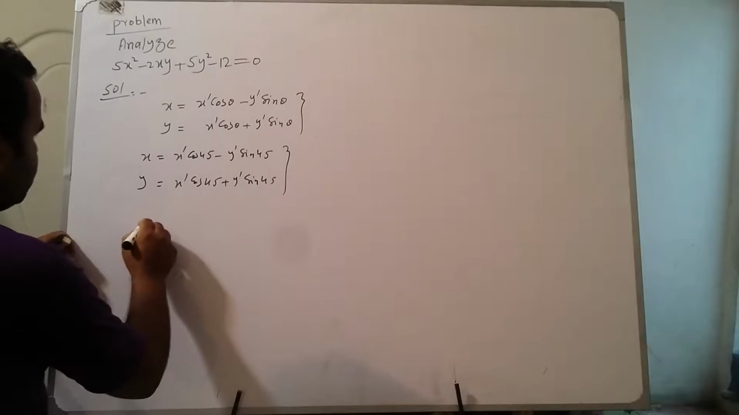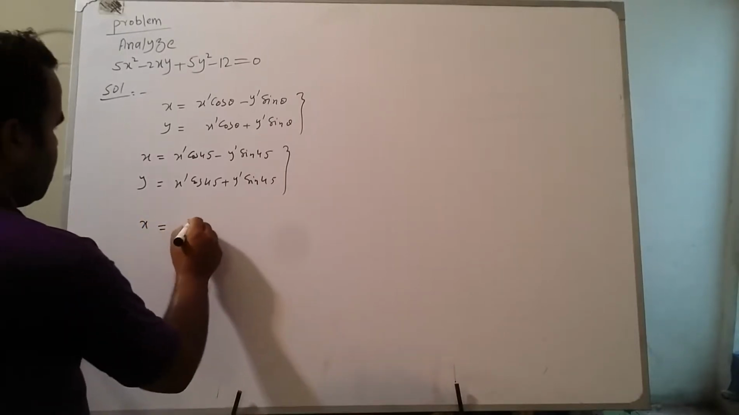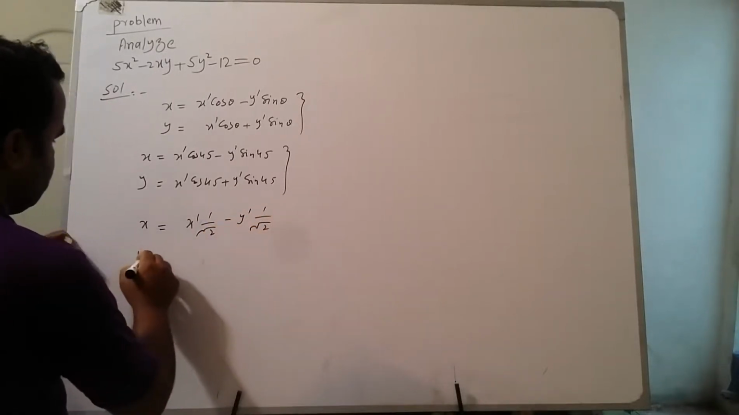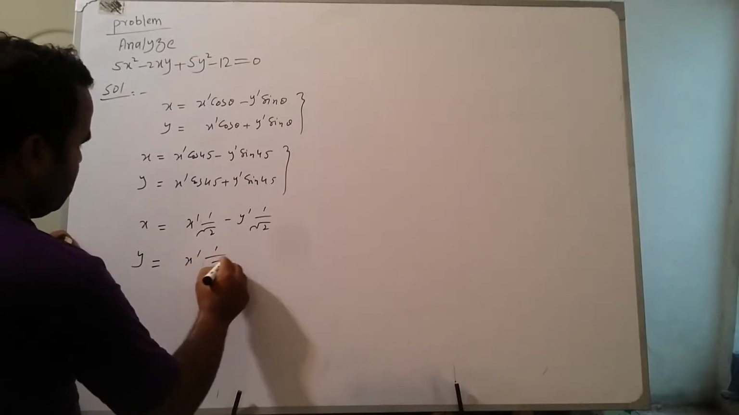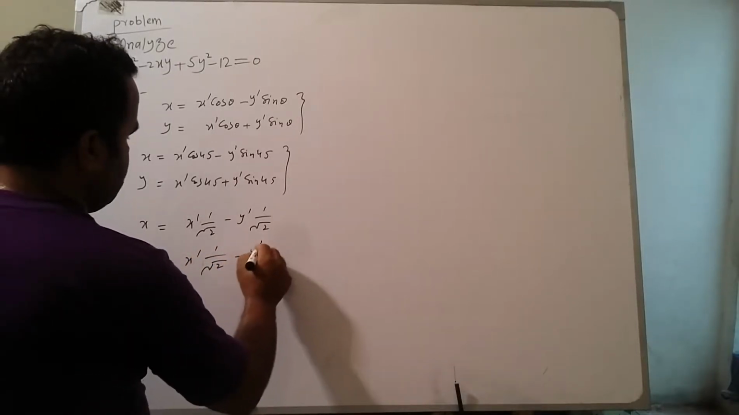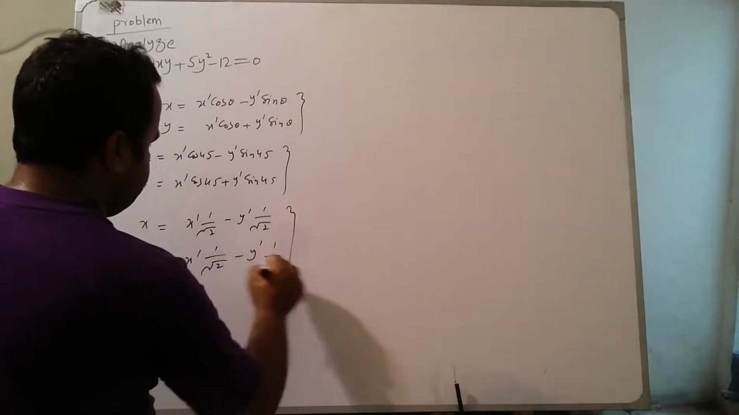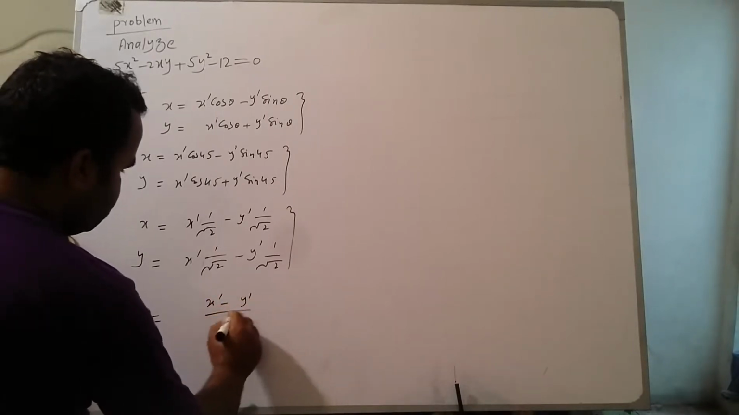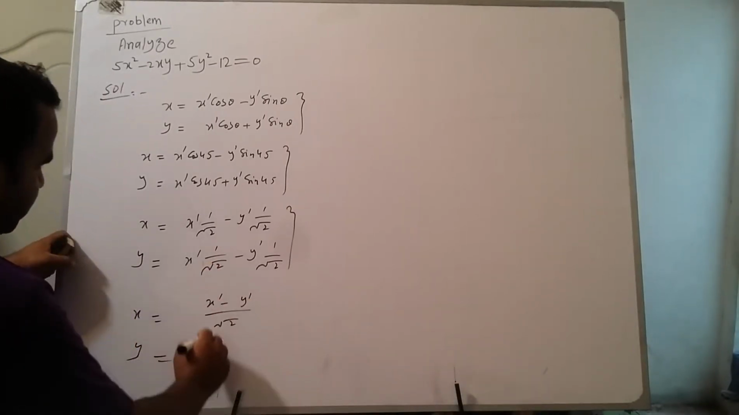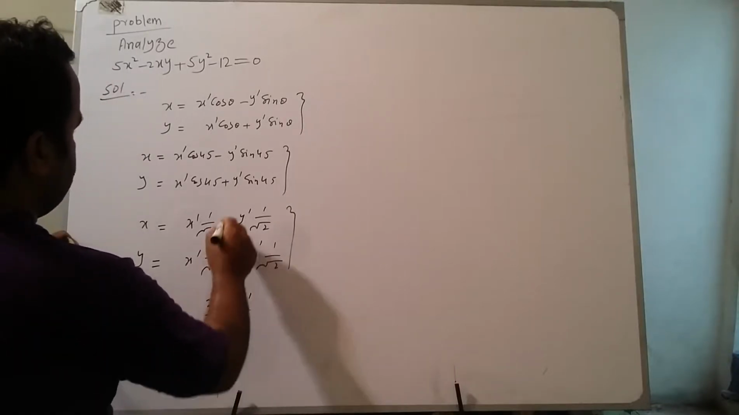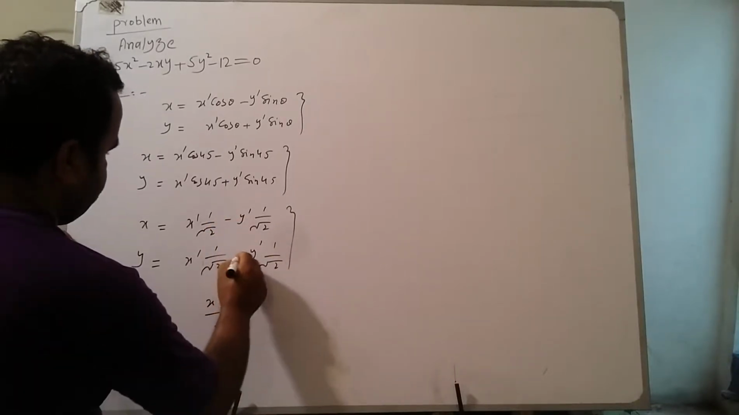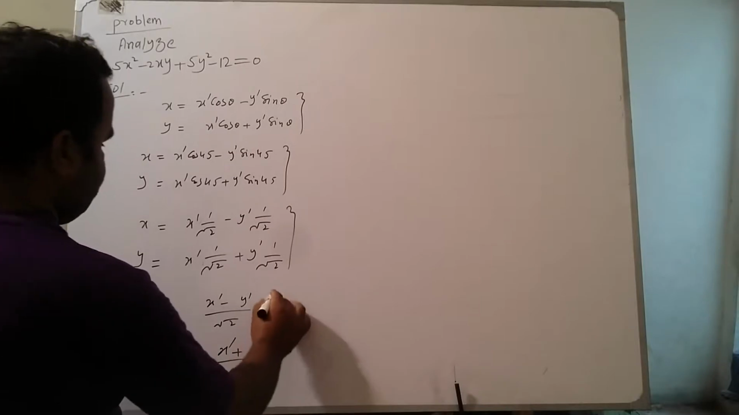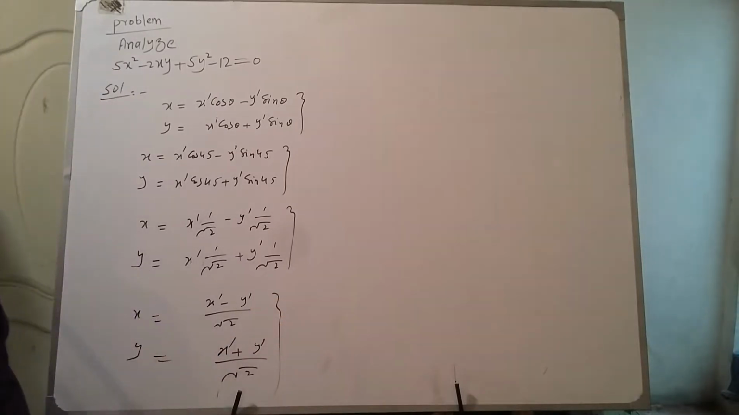It will convert into x is equal to x dash 1 over root 2 minus y dash 1 over root 2, and y is equal to x dash 1 over root 2 plus y dash 1 over root 2. So 1 over root 2 is common: x is x dash minus y dash over root 2, and y is x dash plus y dash over root 2. So these are the equations of rotation.